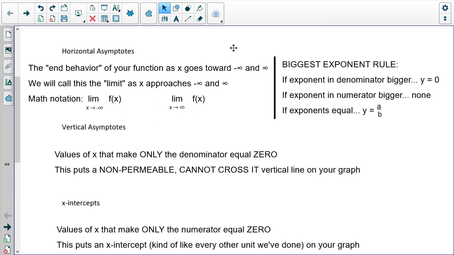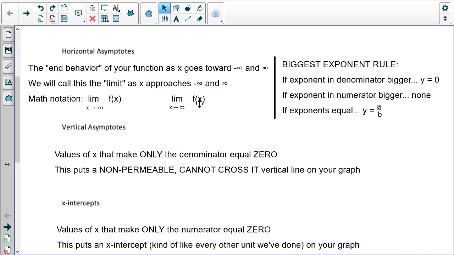Okay, that's better. So we call that the limit as x approaches negative infinity and positive infinity. In math notation, we see that. It's kind of like what happened when we were doing polynomials, except when we were doing polynomials, the function always approached either negative infinity or positive infinity. Well, now we're going to follow what's called the biggest exponent rule. If the exponent in the denominator is bigger, our horizontal asymptote will be y equals 0. So the answer would be the limit as x approaches negative infinity of f of x equals 0.